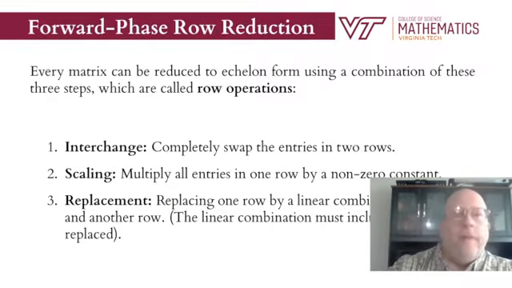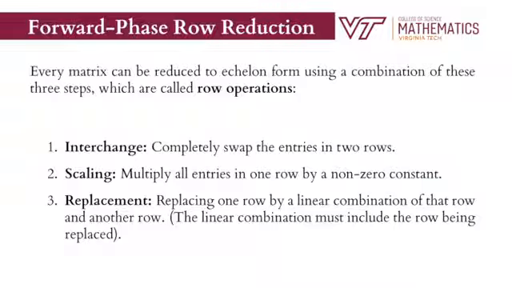Every matrix, and I mean every matrix, can be converted into echelon form using a combination of just 3 steps. One of the steps is we're just allowed to swap the entries in 2 rows. If I have a row that's out of order, I can just move it around to a different row in the matrix. I can scale a row. I can multiply the entries in an entire row by a non-zero constant. And here's where we're going to use linear combinations. We can replace a row with a linear combination of that row in another row.